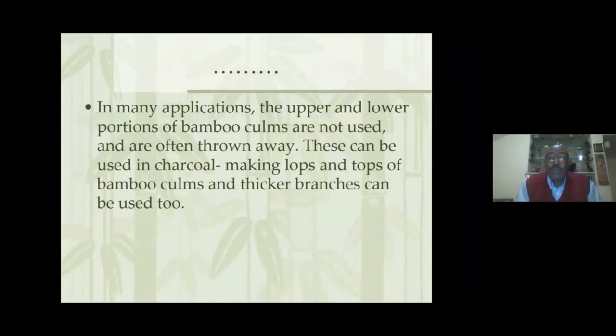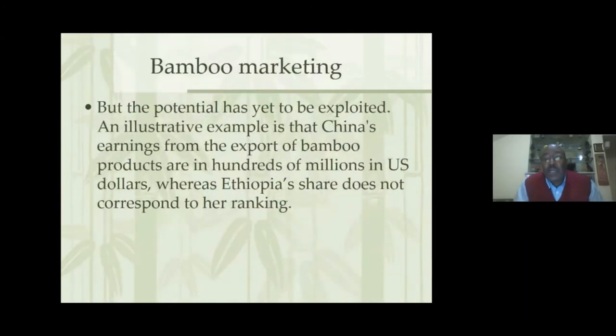In many applications, the upper and lower portions of bamboo culms are not used and are often thrown away. These can be used in charcoal making, as can the lobes and tops of bamboo culms, and thicker branches. Bamboo marketing: the potential has yet to be exploited. An illustrative example is that Chinese earnings from the export of bamboo products are in the hundreds of millions of US dollars, whereas Ethiopia's share does not correspond to its ranking.